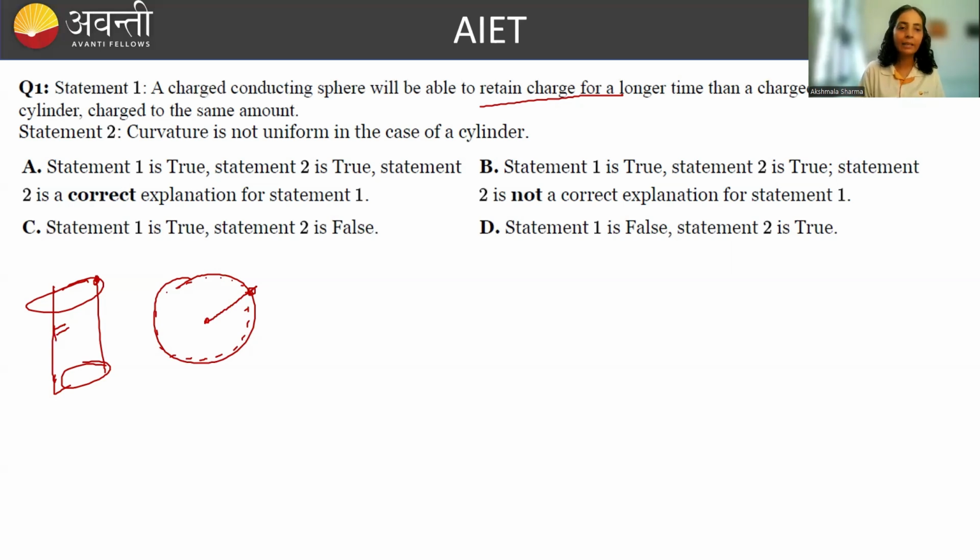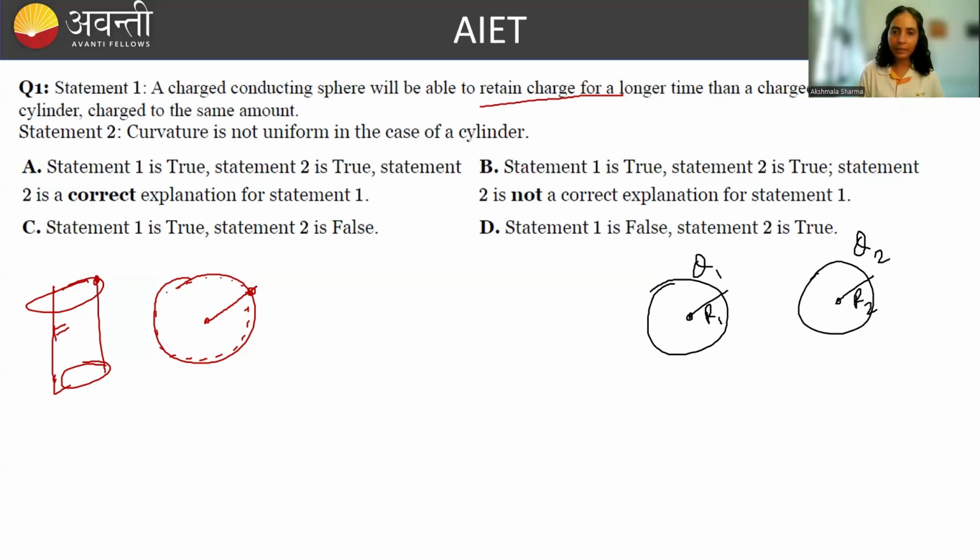Let's discuss that. To solve this question, you need to keep one thing in mind. Suppose we are given two spheres, one of radius r1 and another of radius r2. Suppose this had charge q1 initially, and this had charge q2. Now we are connecting them through a conducting wire. Initially the potential of this sphere is kq1 by r1 and the potential of the other is kq2 by r2. Let's say this is v1 and this is v2.